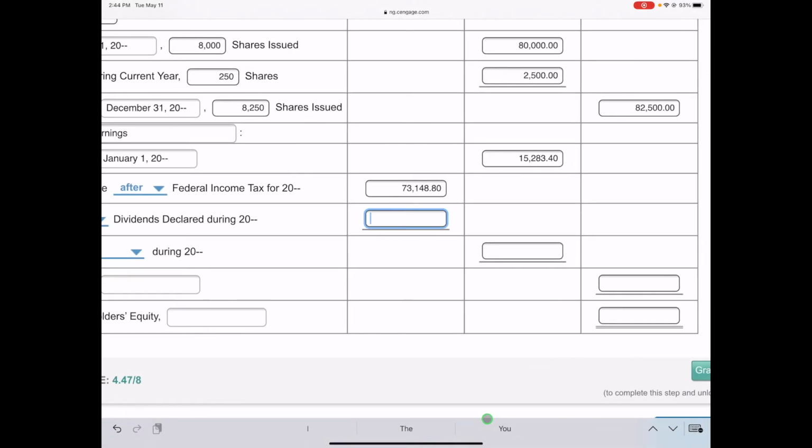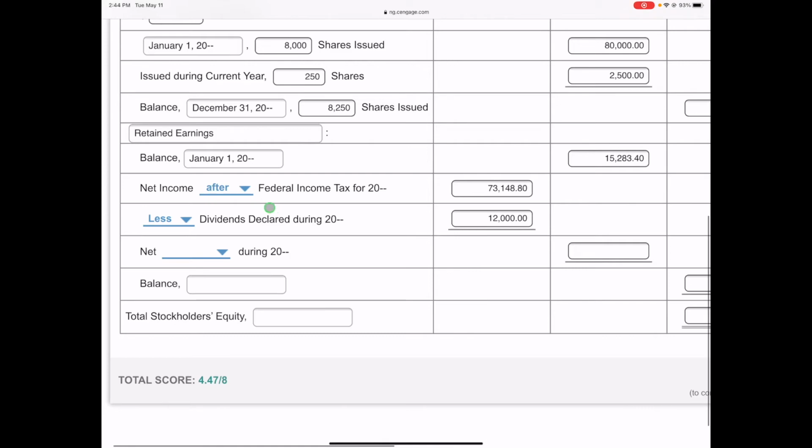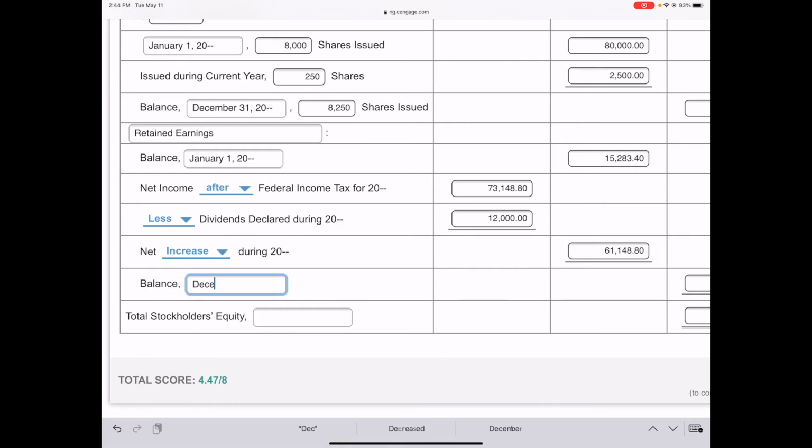Okay, so we'll put $12,000 there. It says net income after federal income tax less dividends, so we're going to subtract those two, this minus that, and we come up with $61,148.80. And that will be a net increase because we didn't declare more dividends than our net income, which we wouldn't. The balance at the end of the fiscal period.